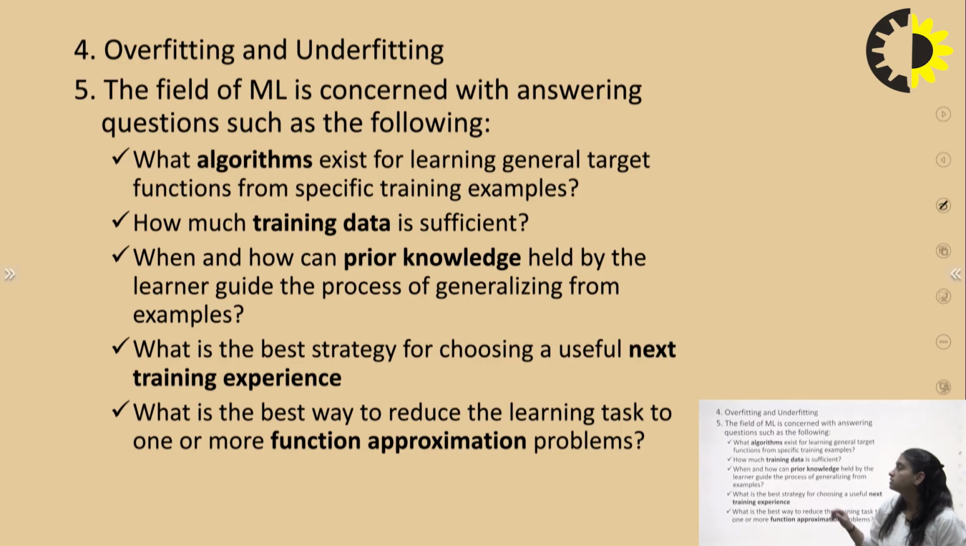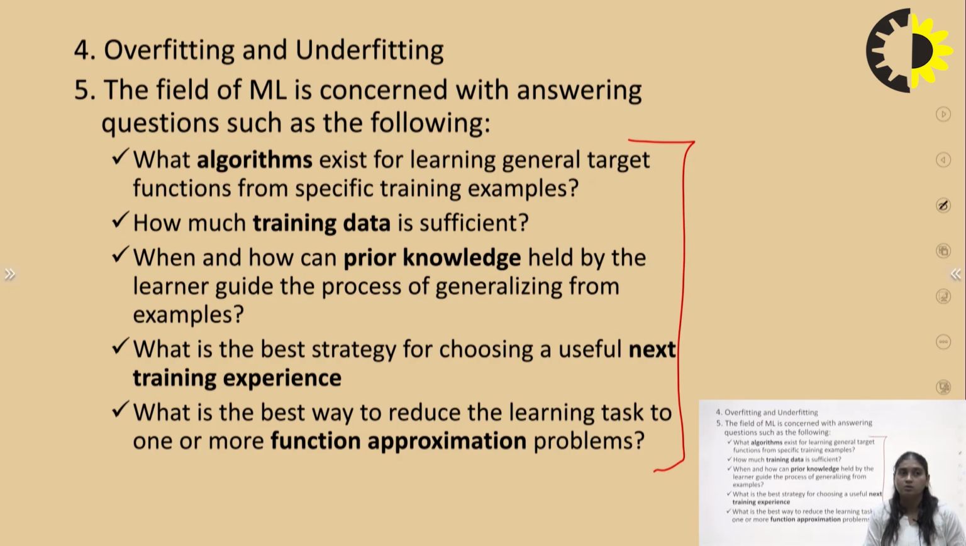Now, I have taken this content from Tom Mitchell, and it lists some of the concerns related to ML. First is, what algorithm should we choose for learning general target functions from specific training examples. This is also one of the components we have studied in designing a learning system. Then, how much training data is sufficient? The quantity you need to decide.